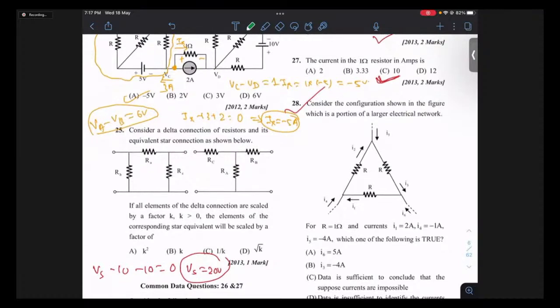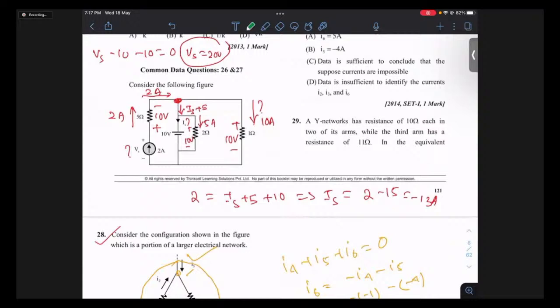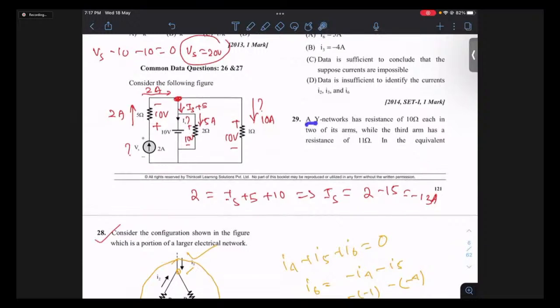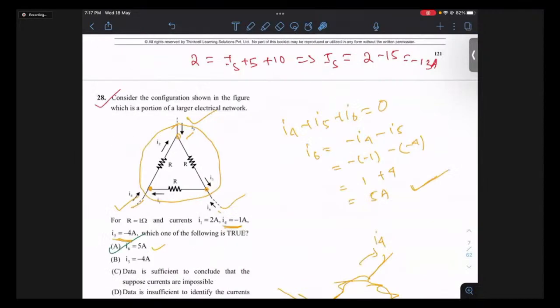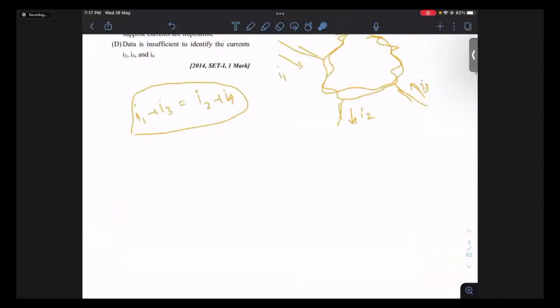Okay, this also you can easily solve, this 25th. You try this 25th. This you can easily solve. A Y network, what is the meaning of Y? Y means star. I told you, right? A Y network has a resistance of 10 ohm in each of 2 arms, while the third one has a resistance of 11 ohm. So they're asking, in the equivalent delta network, the lowest value among the three resistances is what? You can do it or not.